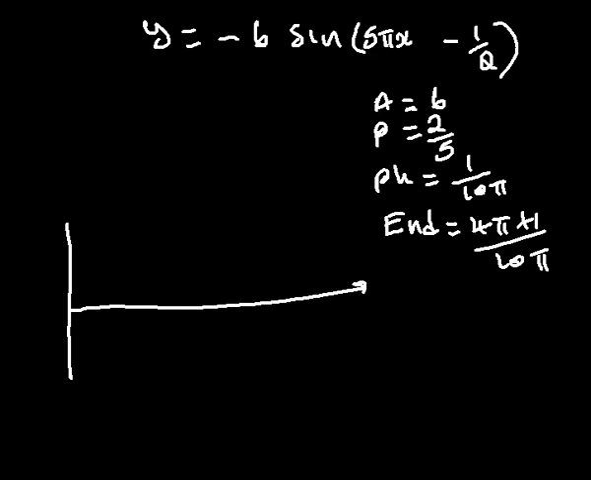And the amplitude is given as 6. Which means we'll have it as 6 here, and a negative 6 here. We'll have it as that. And the graph starts from 1 over 10 pi. Let's say this is a point. That is 1 over 10 pi. That's where the graph is starting from.